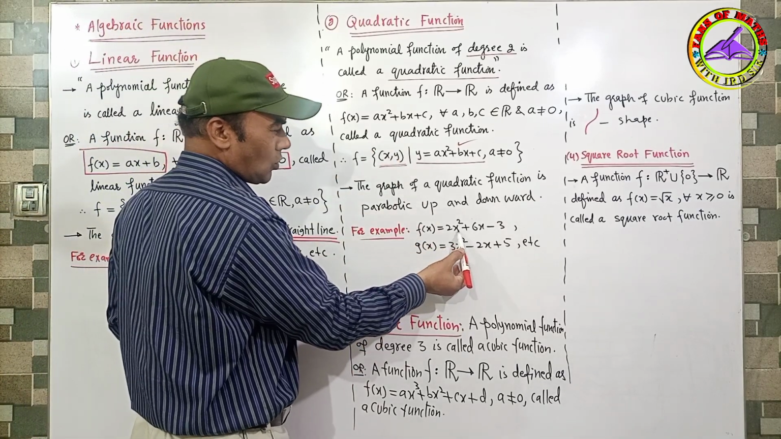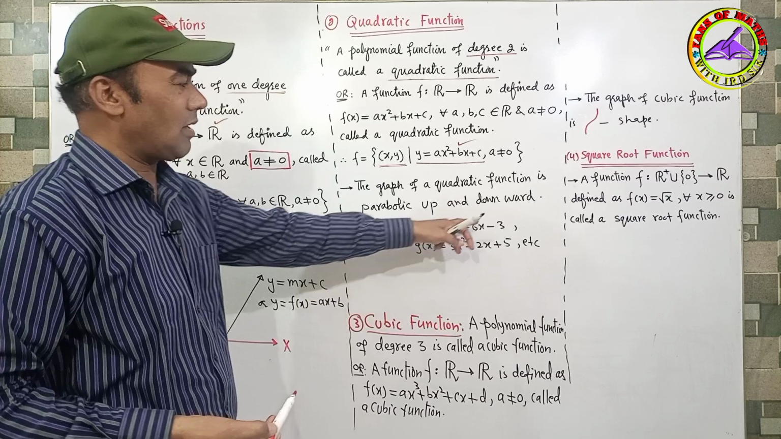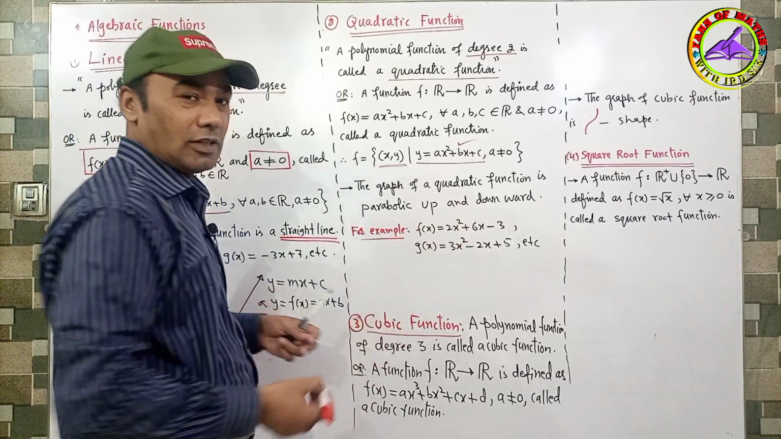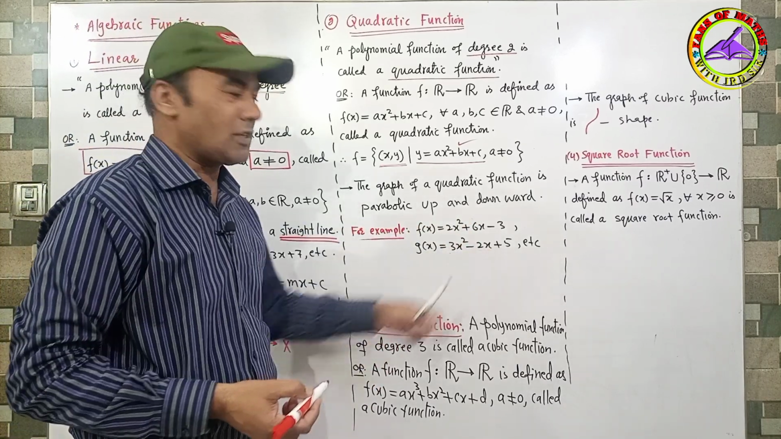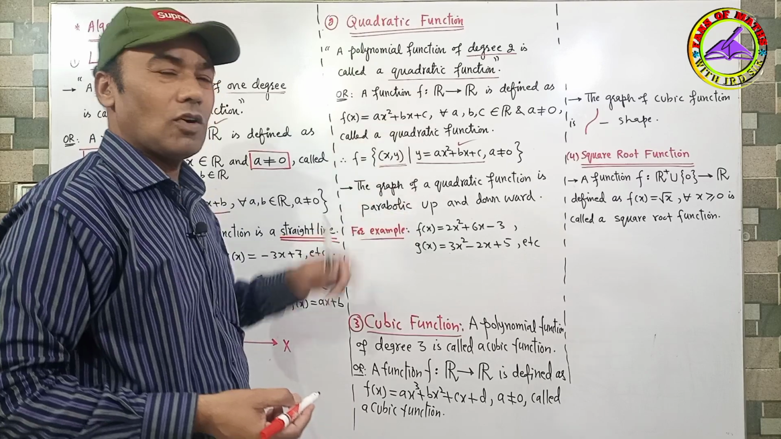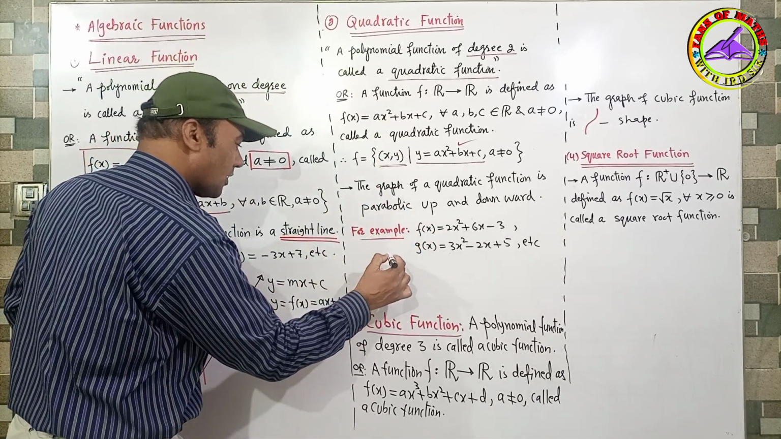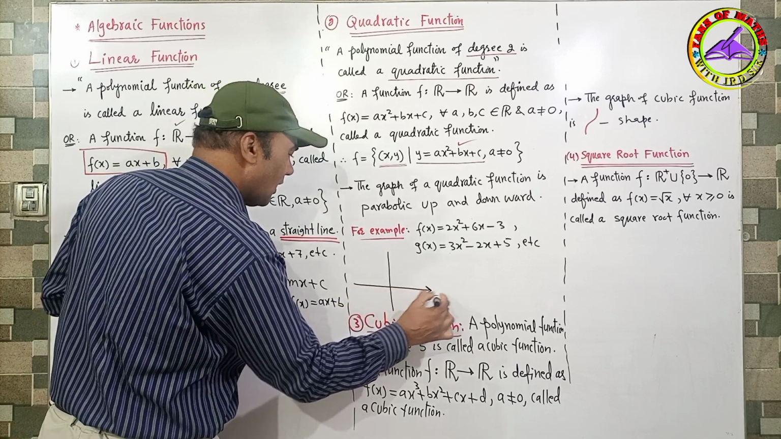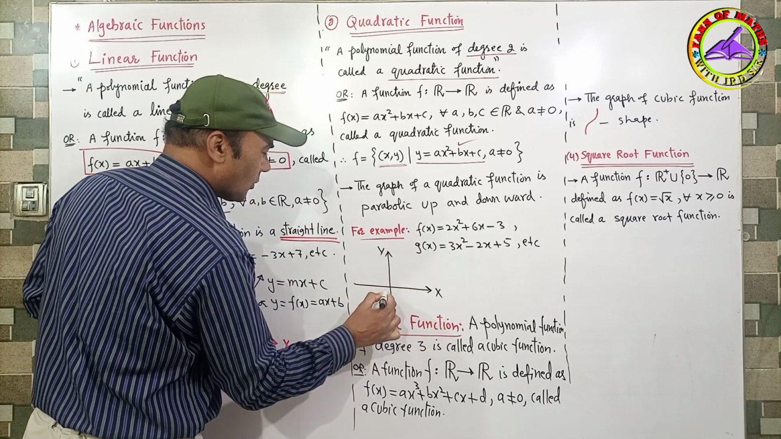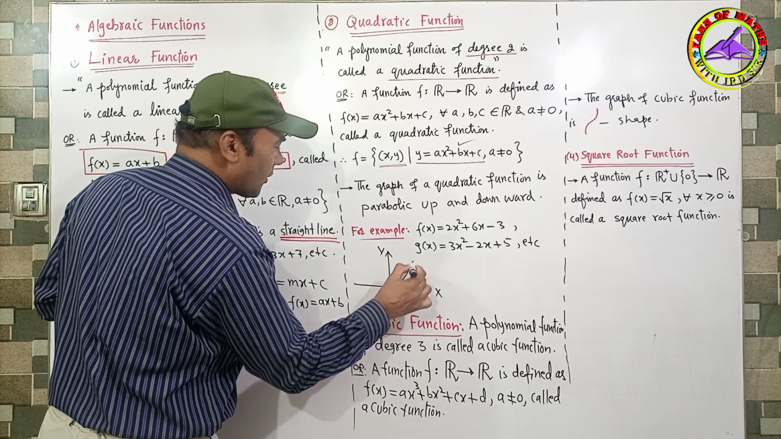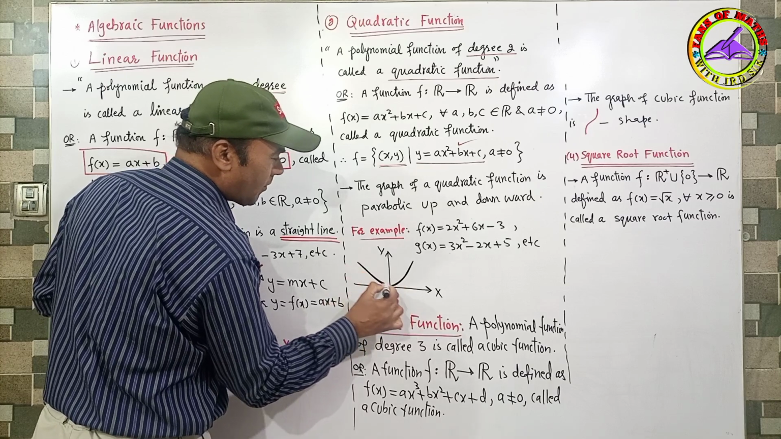f of x is equal to 2x square plus 6x minus 3, and g of x is equal to 3x square minus 2x plus 5, etc. So these all are the examples of a quadratic function. And the graph of the quadratic function, if you take it in the xy plane, is a parabola, but upward.